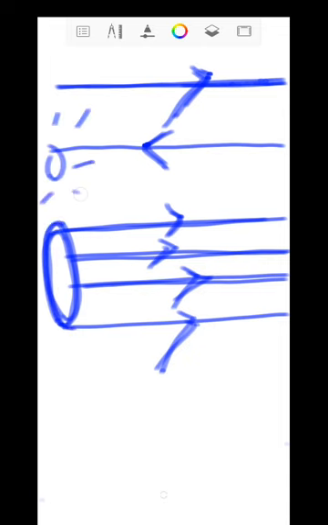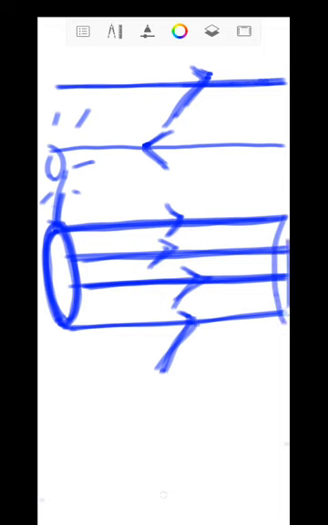Suppose the sun is there and the sunlight falls on the object, and from each and every point of the object the light rays are reflected. It is coming like this and it is reflected. So we are able to see the object if we are here. If these reflected light rays fall on our eyes, we can see the object.